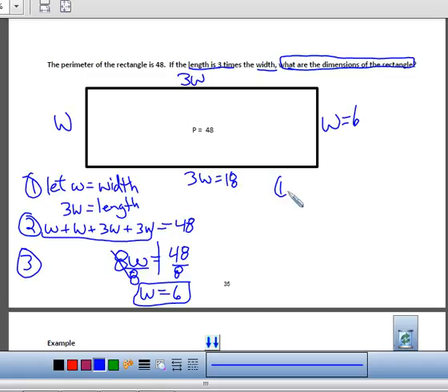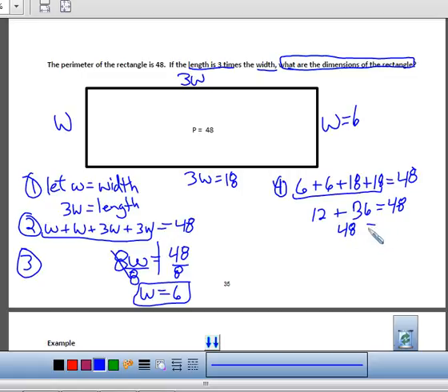So for step 4, I'm going to add 6 plus 6 plus 18 plus 18. And I know that some of you are probably now saying, oh wait, that's the same thing that we just did up above. You're right, it is. So all of these add up to, 6 plus 6 is 12, 18 plus 18 is 36, and 12 plus 36 is 48. So 48 equals 48. Step 4, check, works.